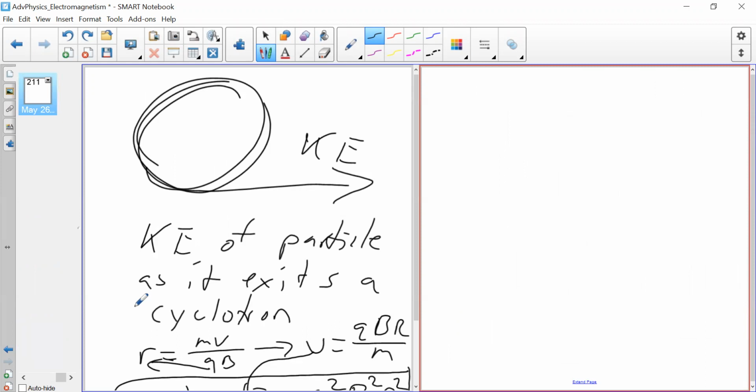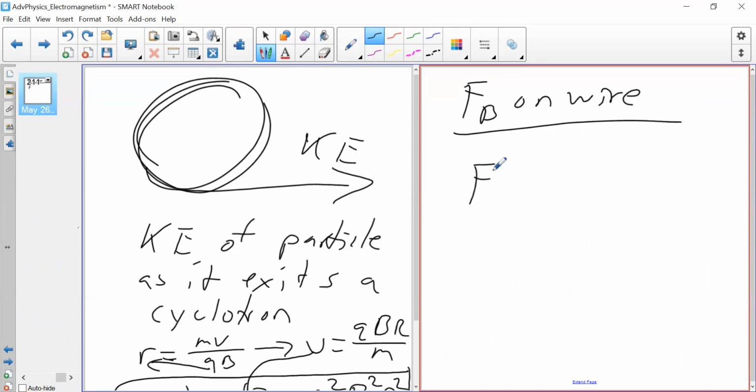All right. So I think the last thing in this chapter, we're going to look at magnetic forces on wires. So the magnetic force on a current carrying wire is given as the current times the length of the wire, and its cross product with the magnetic field.